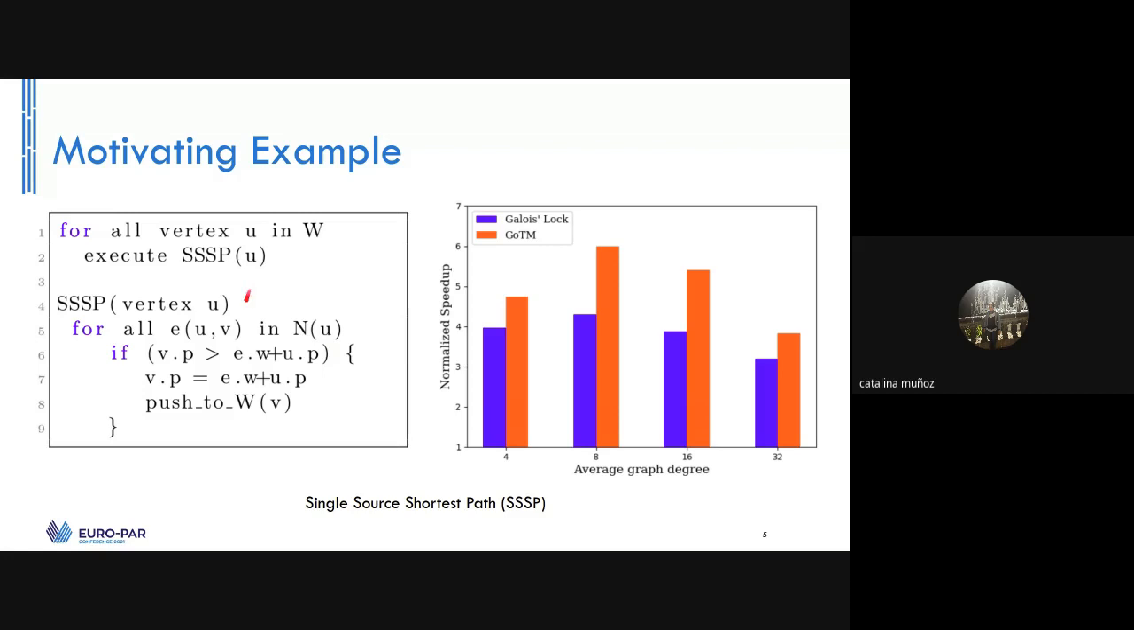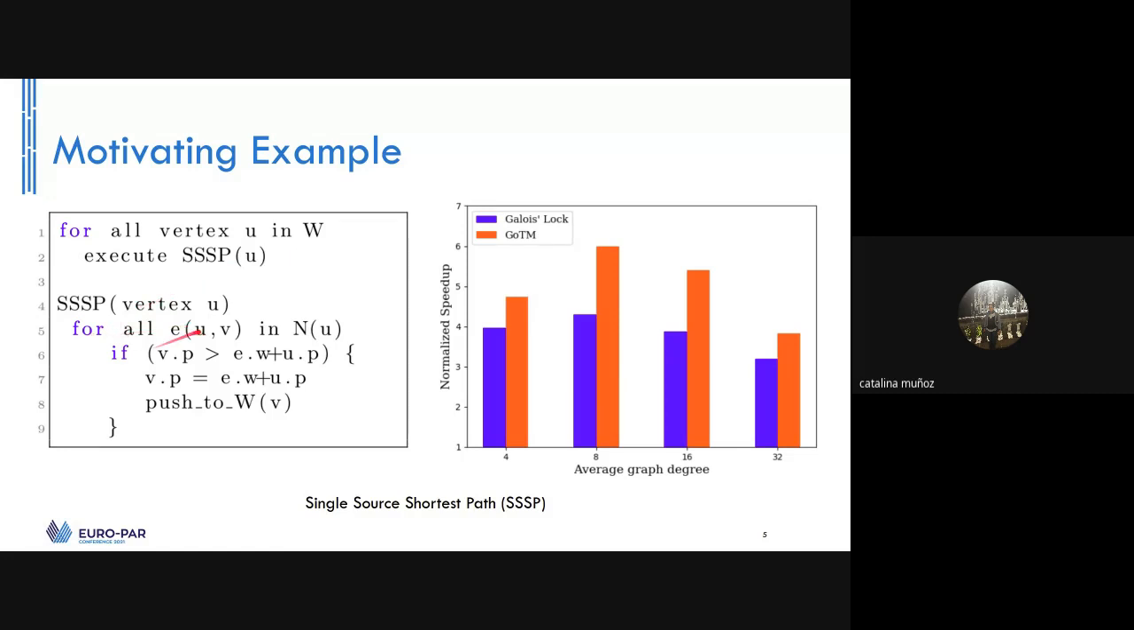And it goes as follows. First, because it is data-driven, I have to keep a work list of all of the vertices I'm going to process. So in single source shortest path, I begin with the source vertex, right? And so I grab the vertex from the work list, and I'm going to execute the shortest path function for every vertex I grab from the work list.